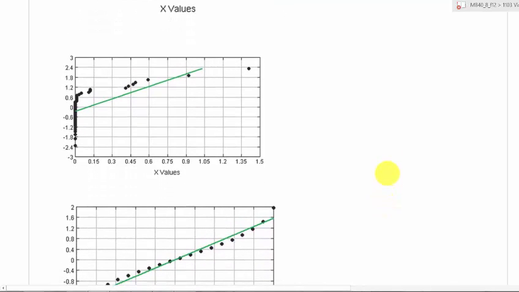If we look at this next one, we can see that the data does not lie closely on a line like this. These data values up top look like they might, but then there are all of these down here that are not. And so this would not be normal.